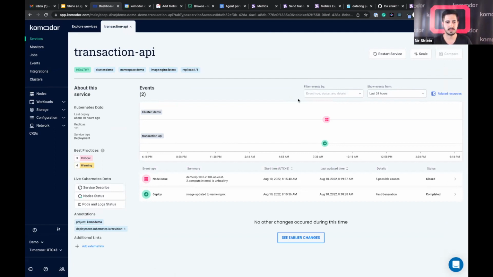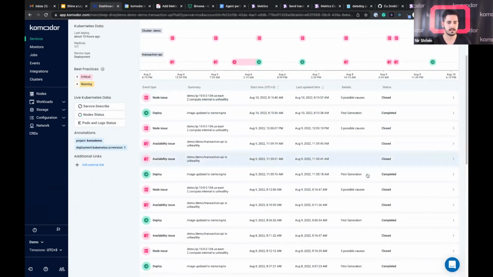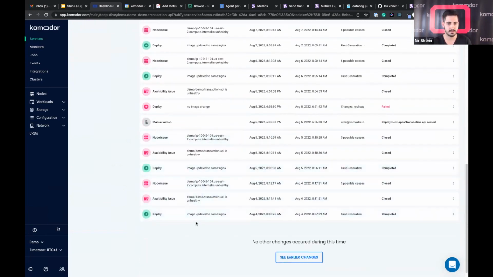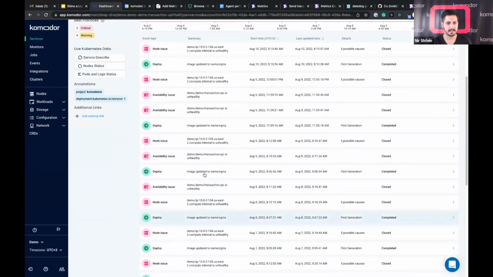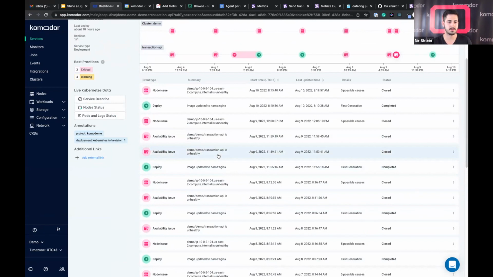I can also see in the main view what happened to the service, and not just in 24 hours, but also what happened in the last week. As you can see, in the last week, I had several rollouts that are represented by a green line of deploy. And I can see that almost after every deploy, I also had an availability issue, meaning my service was unhealthy. So my customer didn't complain for nothing. I really had a problem.